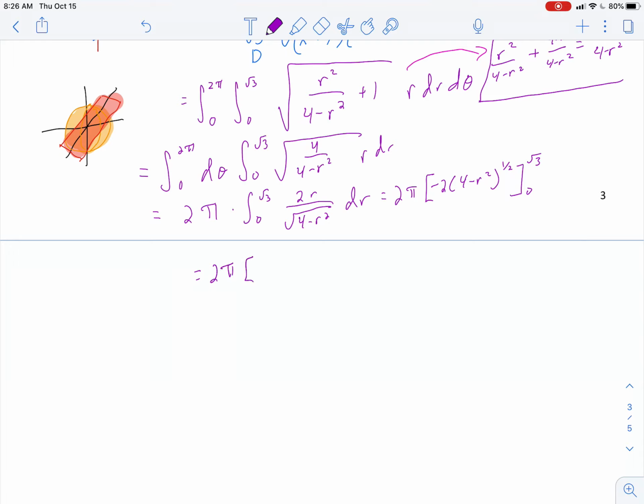All right, let's go ahead and plug in, because it's going to be on the last page. So I have 2 pi. Plug in radical 3. Radical 3 squared is 3. 4 minus 3 is 1. That's just going to be negative 2. Minus, plug in 0: 4 minus 0 is 4, and the square root of 4 is 2. Negative 2 times 2 is negative 4, so minus negative 4 gives plus 4. And so it looks like we're going to have just 2 pi times 2, which is 4 pi.